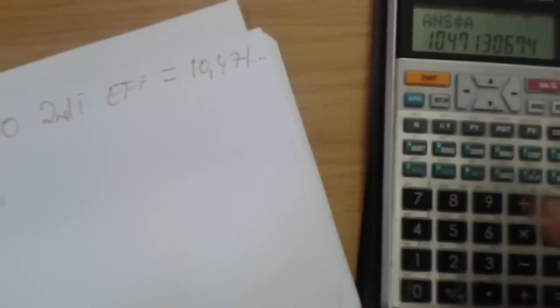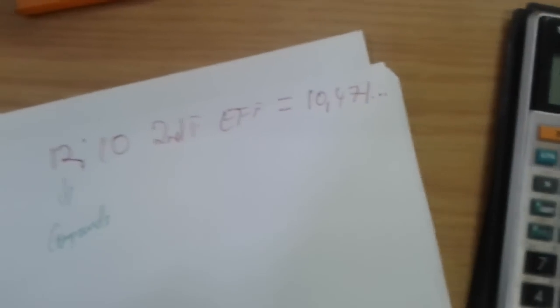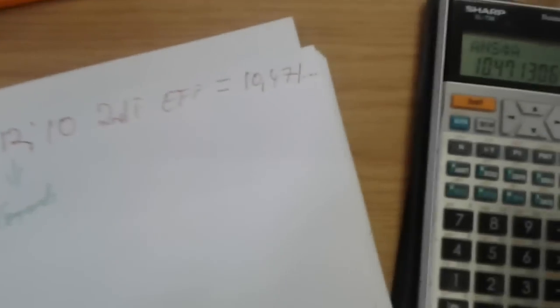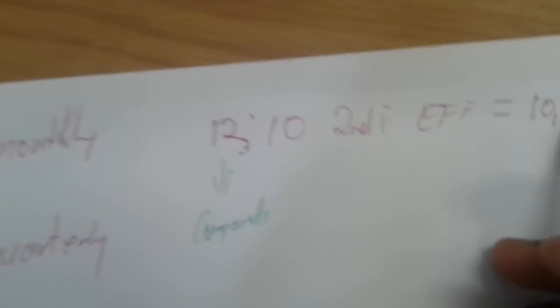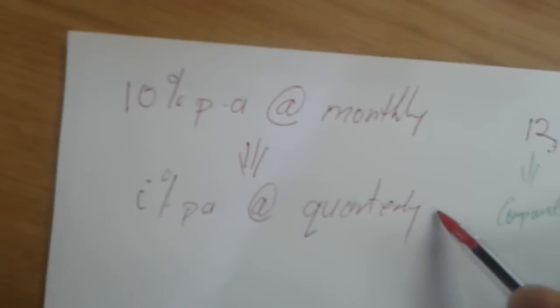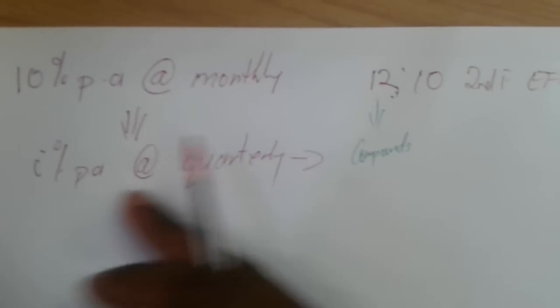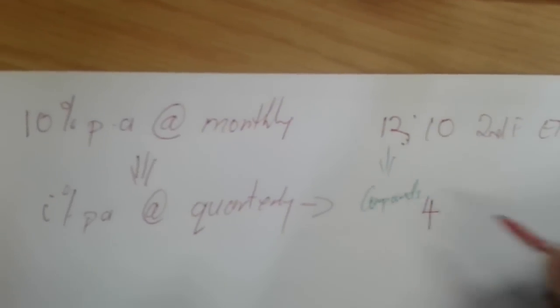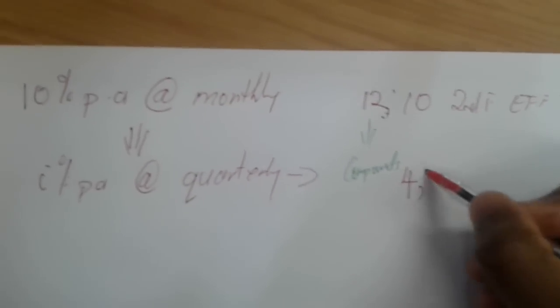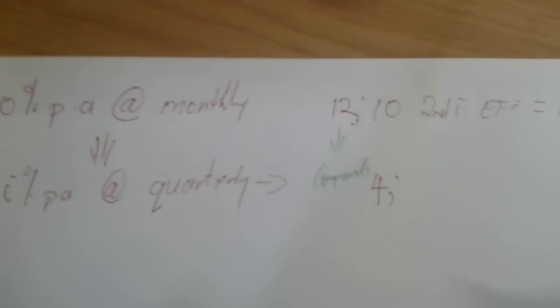So I store it in A to avoid punching it again, right? Okay, so now I've calculated my effective rate. Now I'm going to calculate my rate that is compounded quarterly. So I'm going to say 4. Why 4? Again, because it is 4 compounds. Then XY as usual, so 4 XY.